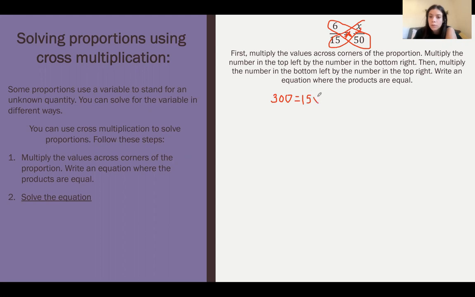And you're just going to want to solve for x now. In order to solve for x, we need to divide both sides by 15. And you get 20. So x equals 20. Which would mean your answer is 6/15 equals 20/50.